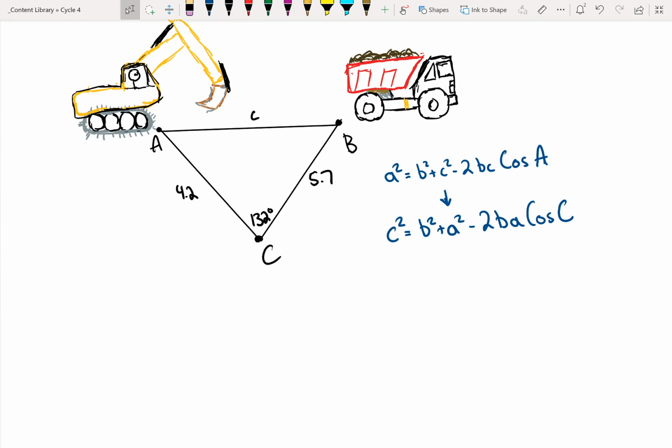So all we did was swap around what we're looking for. So C becomes what we're looking for, so that means A becomes part of the equation that's known. So I'm going to fill in what we know. We know B is 4.2 squared plus 5.7 squared for A, minus 2 times 4.2 times 5.7 times cosine 132. Don't forget about that cosine. It's still being multiplied in there. And then you would just go through and solve this.